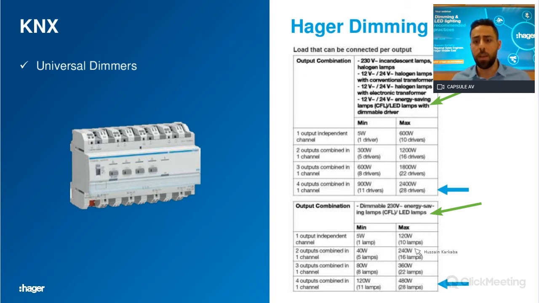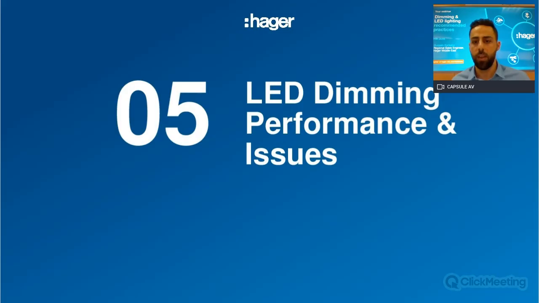And the other one is the direct retrofit dimmers. We can reach up to 480. We will speak later about the loading rule in the other slides. Leading LED dimming and performance.